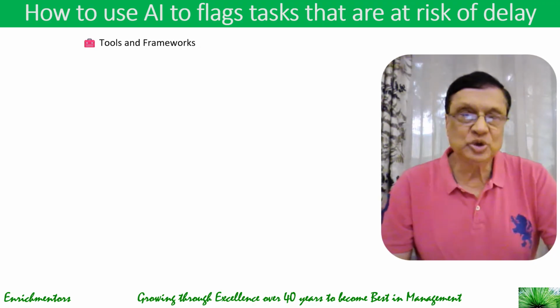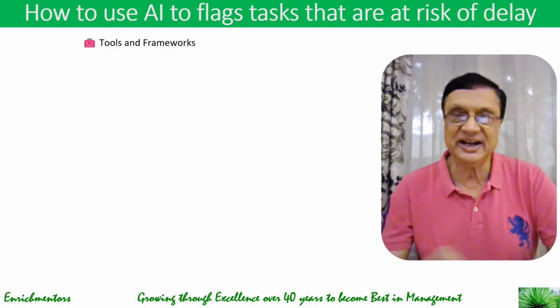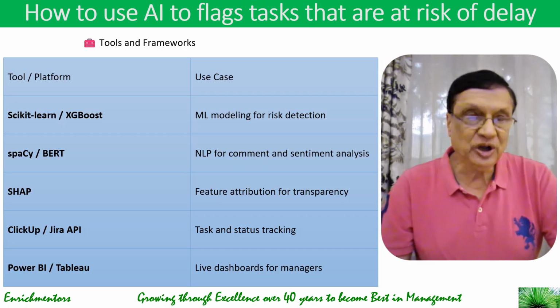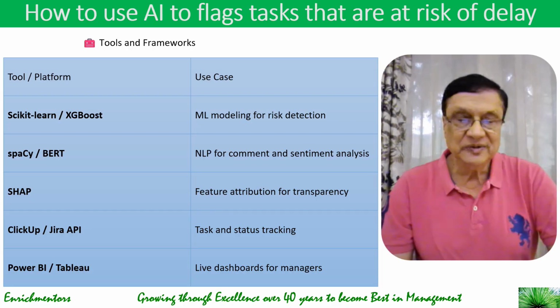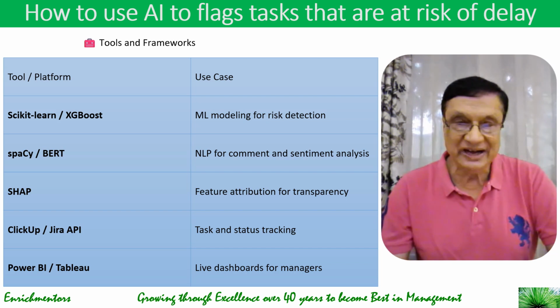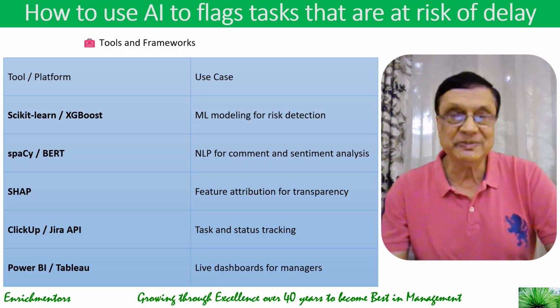So let us take a look at the tools and frameworks that you can use for AI to flag tasks that are at risk of delay. At the top of the list are scikit-learn and XGBoost, which you can use for machine learning modeling for risk detection. Then there are spaCy and BERT, which use NLP for comments and sentiment analysis. SHAP for feature attribution, for transparency and explainability. ClickUp and Jira API for task and status tracking, and Power BI and Tableau for live dashboards for managers. So these are some of the tools and frameworks that can be used to flag tasks that are at risk of delay.